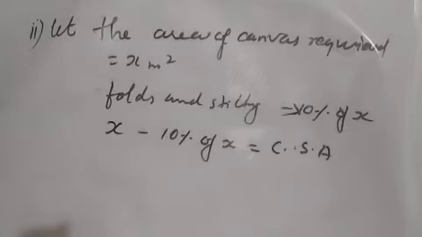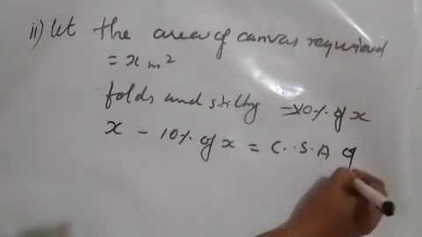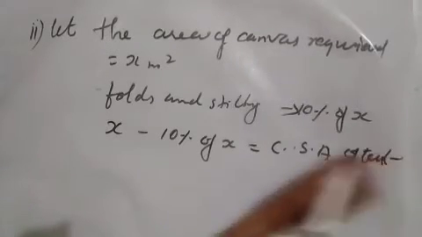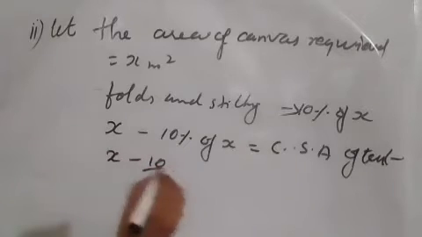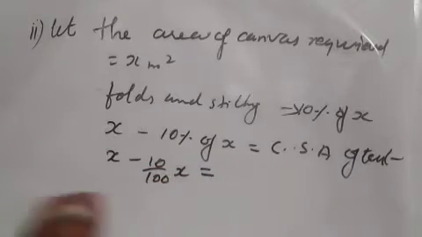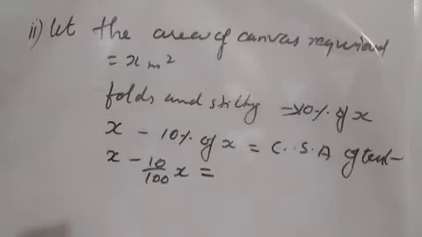So understood this? Total canvas required minus total canvas and 10% is used for stitching. So when we minus that, we get the surface area of the tent. Okay. Curved surface area of tent. That is calculated actually. X minus 10 by 100 X equal CSA. What was the value of CSA?